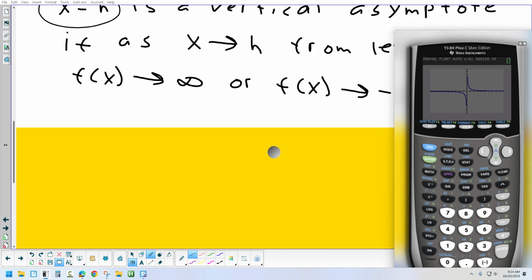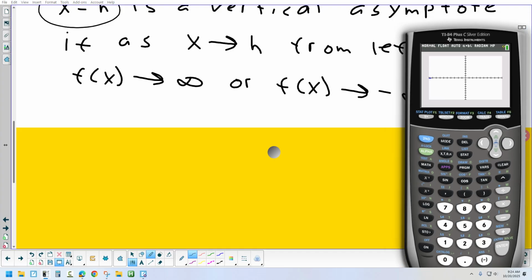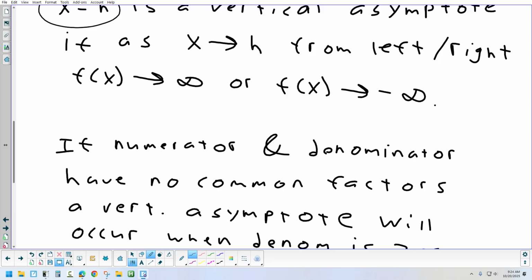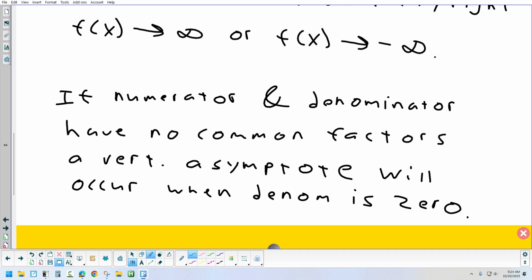So if I were to graph, let's say, something like this: y equals 1 divided by x minus 2. What number am I not allowed to plug in for x in the bottom? 2. So watch what happens when I get close to 2 over here. All of a sudden, when I get close to 2, my graph curves up and down. That's because 2 is a vertical asymptote. And that will always work as long as you do not have any common factors in the top and the bottom.